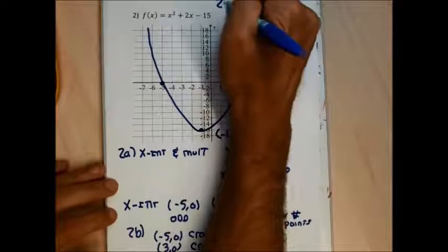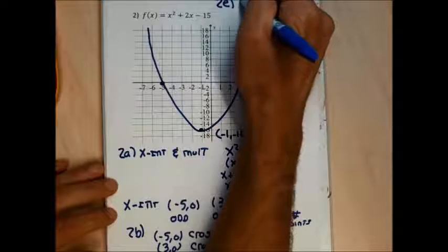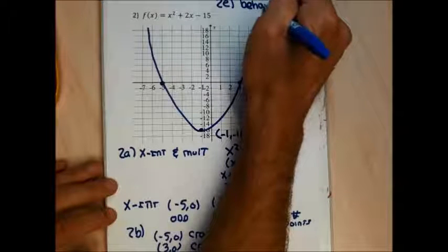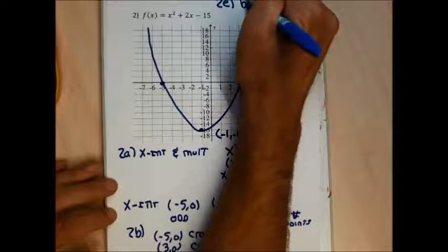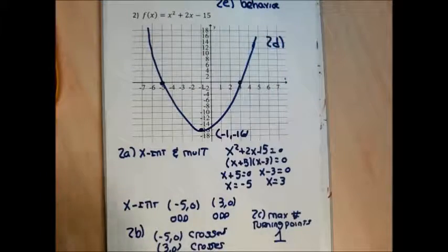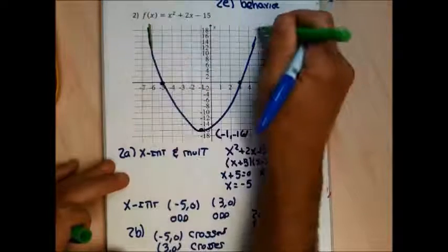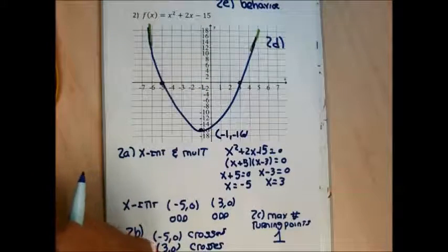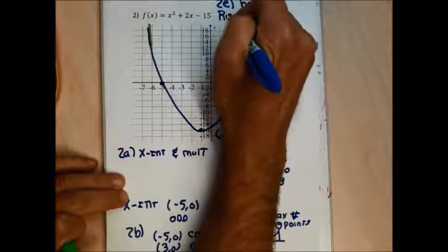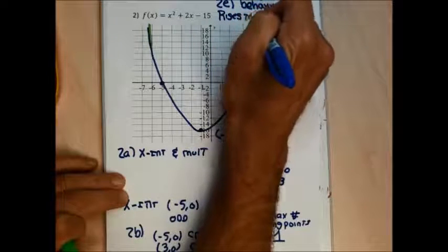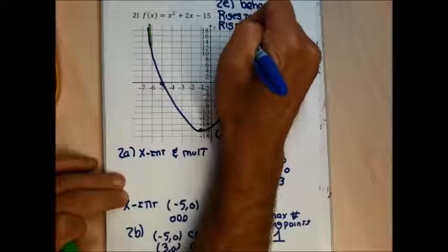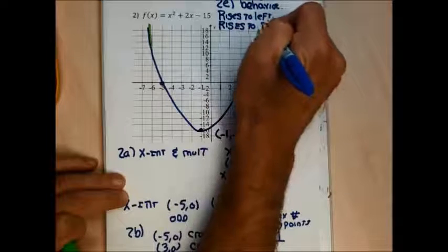To do the end behavior, I look at the graph's far left edge and far right edge. If it's going towards positive infinity, we say it rises. If it's going towards negative infinity, we say it falls. Both sides of the graph are going up as opposed to going down towards positive infinity. So we're going to say it rises to the left, and it rises to the right.